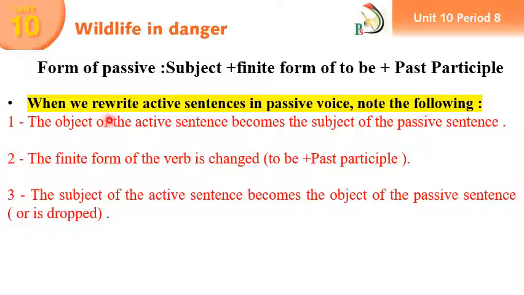Okay, when we rewrite active sentences in passive voice, note the following. The object of the active sentence becomes the subject of the passive sentence. 2. The finite form of the verb is changed to be plus past participle. 3. The subject of the active sentence becomes the object of the passive sentence or is dropped. Please follow with me.